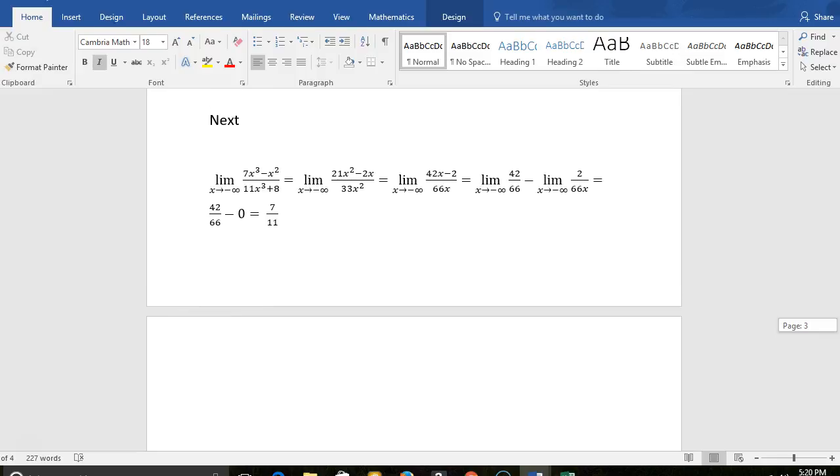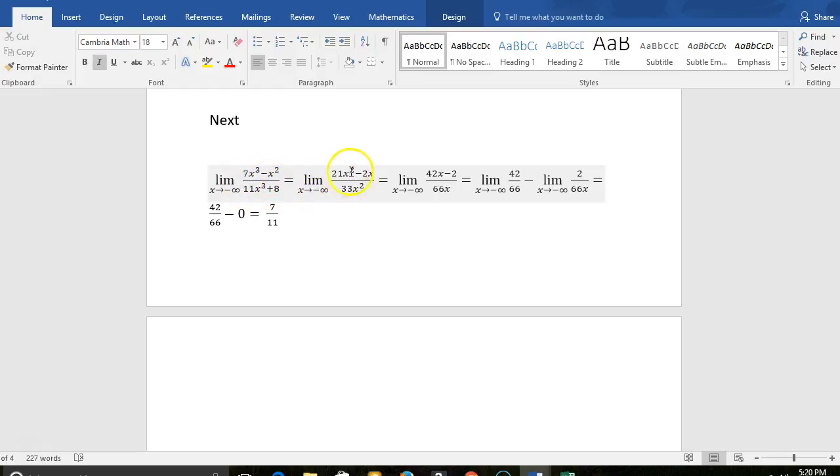The next thing I wanted to talk about: we can do this on the limit as x goes to negative infinity of a polynomial over a polynomial, 7x cubed minus x squared over 11x cubed plus 8. Really, this is sort of a horizontal asymptote example, but I want to amplify and do L'Hopital's rule. We let f of x be the numerator and g of x be the denominator.